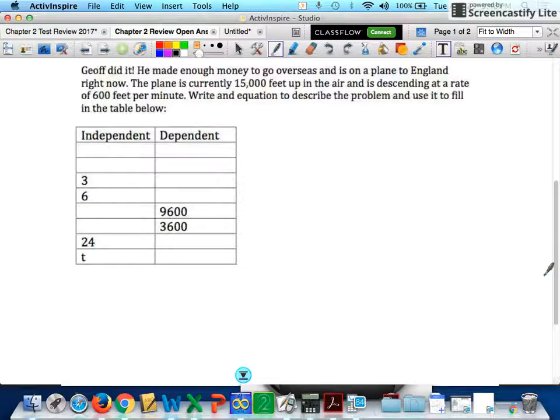On down to the very last problem on our review. Jeff did it. He made enough money and he's on his way over to England right now. That's where he's going to land. And he's going to travel around all of Europe. Again, we have quantity, unit, and expression. And we've got to make up this equation that describes our problem set. Well, I know it's linear. It's got to be y equals mx plus b. And then I've got to identify what's my slope and what's my starting point.